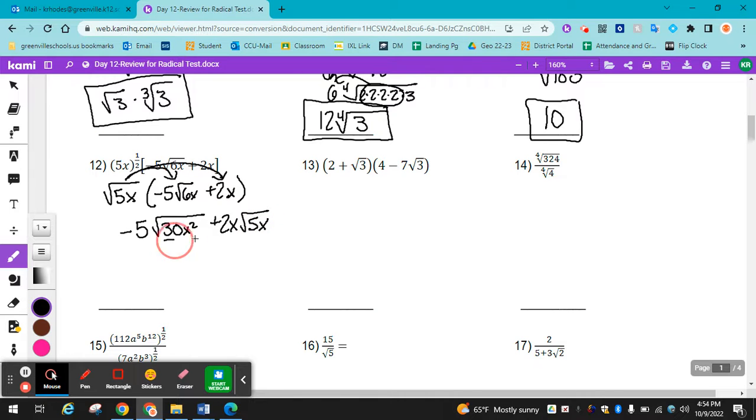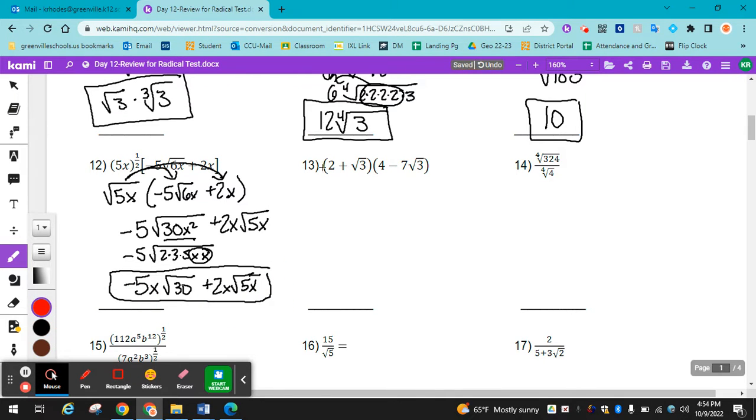And then you can break this one down. 30 is 3 and 10. And 10 is 2 and 5. So you can't break the numbers down, but since you have two x's, an x can come out. So negative 5x square root 30. And then there was nothing on this one, so I'll just bring it down. Make sure everything's under the radical. And there is your answer.